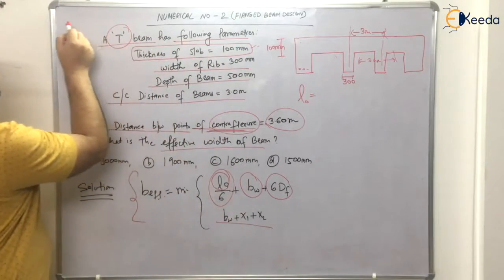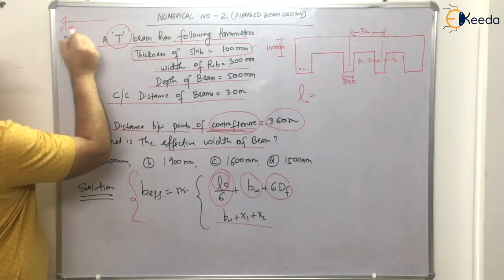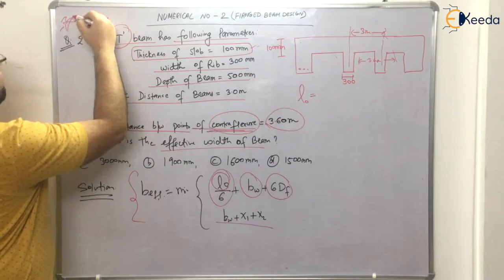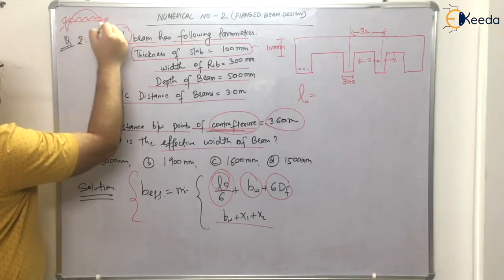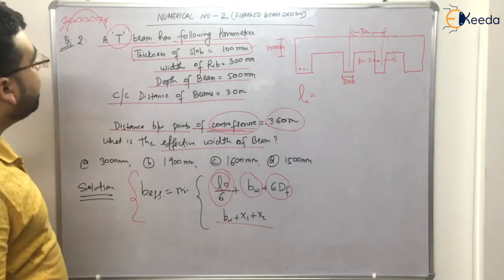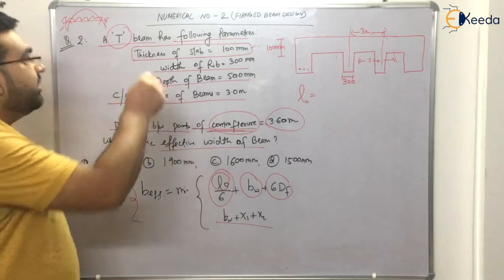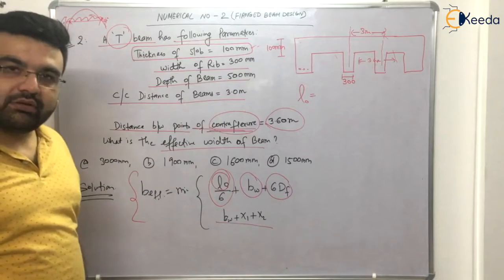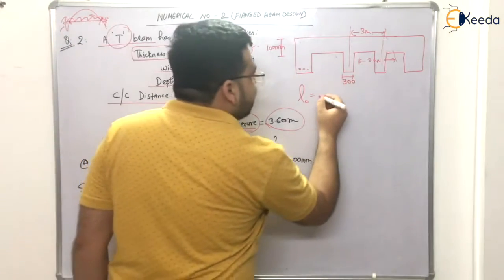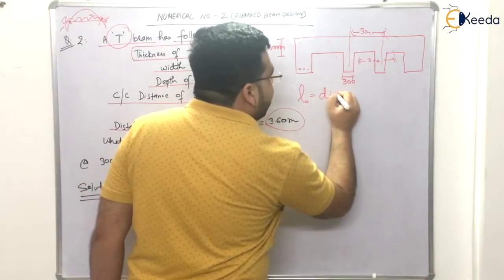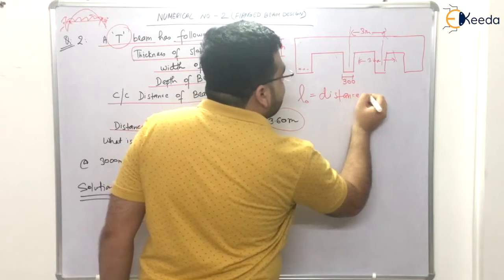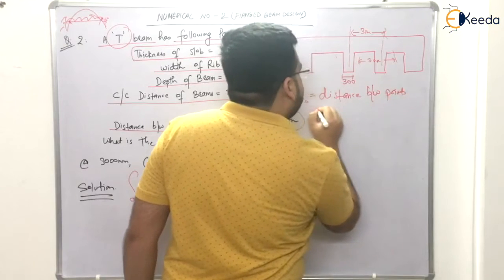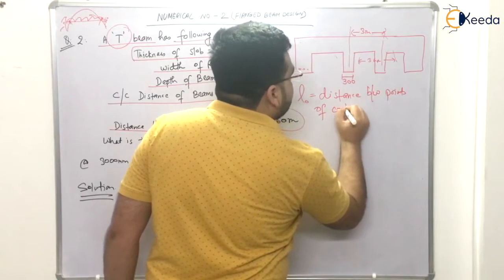For example, let's say this is a fixed beam. If there is a UDL, the bending moment diagram would be like this. These points are known as the points of contraflexion, where the bending moment changes sign from positive to negative, or you can say the bending moment is 0. So here also L0 is basically the distance between points of contraflexion.